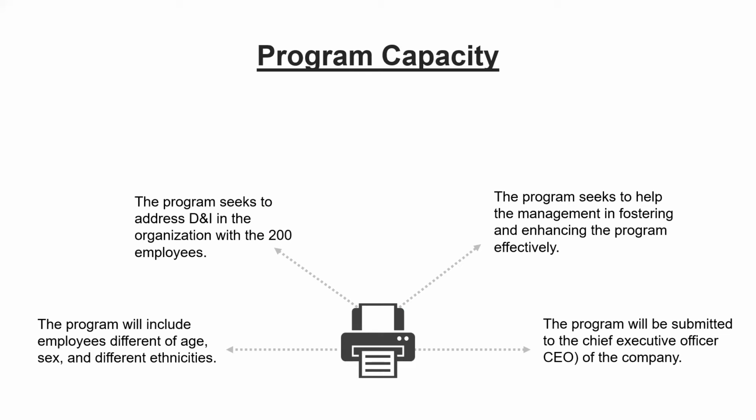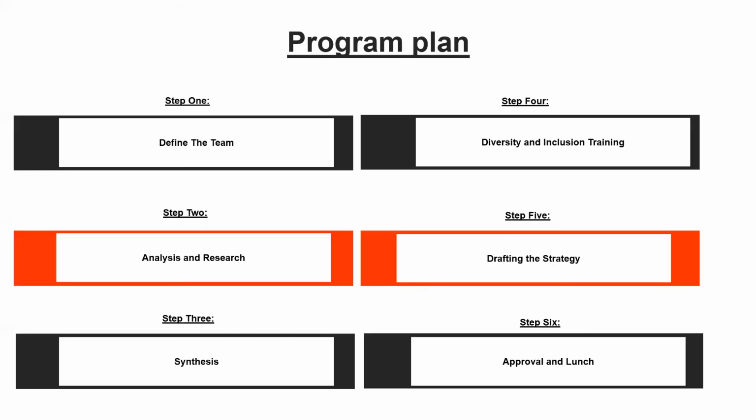And the last thing, this program will be submitted to the chief executive officer of the company. So here is the program plan. In my program plan, I divided it into 6 steps. The first step here is define the team.